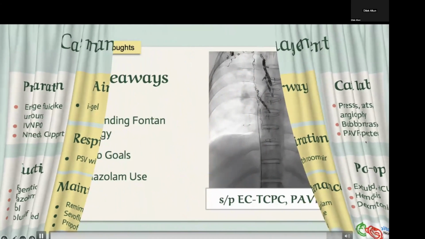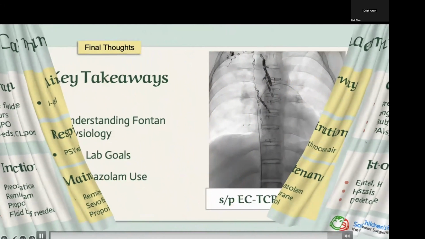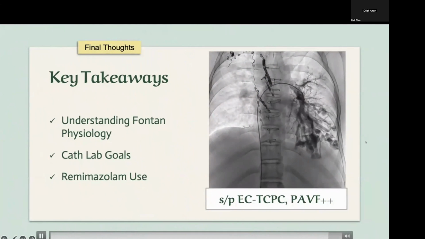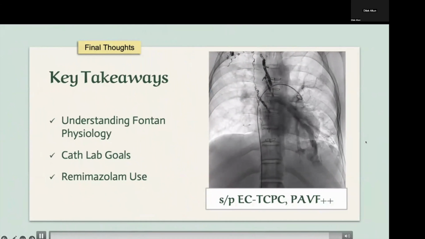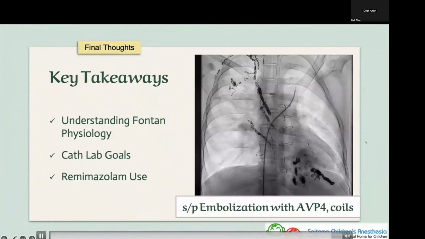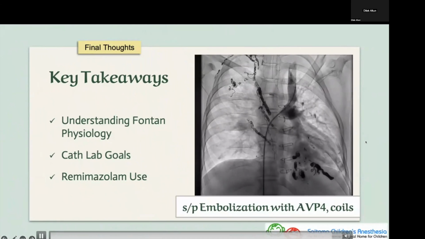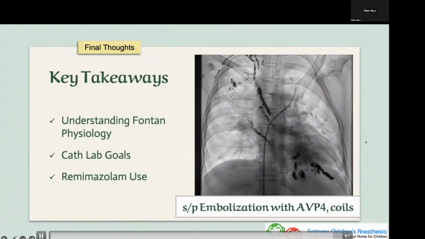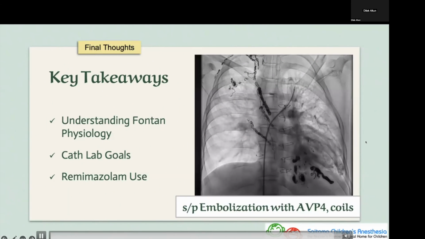As we wrap up, here are the key takeaways from today's discussion. First, a solid understanding of Fontan physiology is essential when managing these patients, especially in the Cath Lab, where subtle changes in preload and pulmonary vascular resistance can significantly impact outcomes. Second, the goals in the Cath Lab are to maintain stable hemodynamics, optimize respiratory function, and ensure patient safety throughout the procedure. It's all about achieving the delicate balance needed for Fontan circulation.